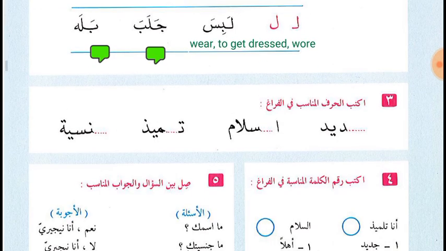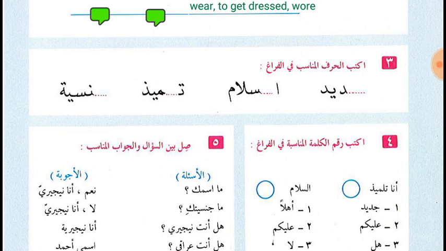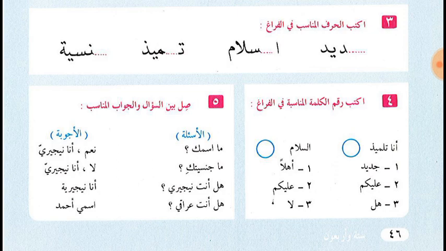It's a copy: you will copy these words in a notebook for writing practice. Then question number 3: write the appropriate letter in the blank. Fill in the blank, complete these words. جديد، السلام، تلميذ، جنسيات. Okay.